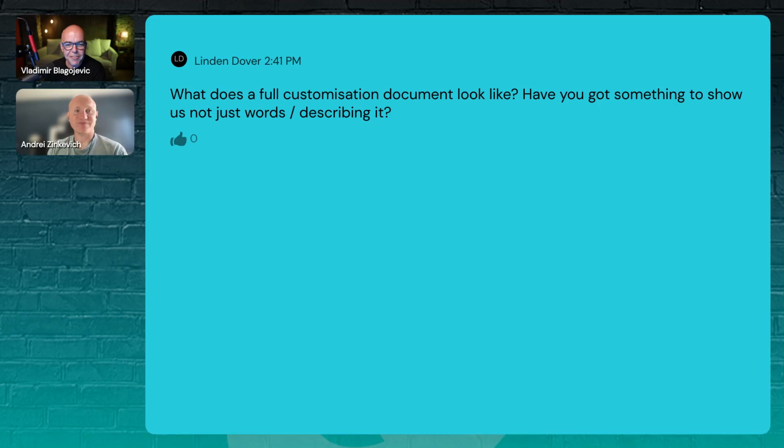Let's pick up. I wanted to share this question because it's very much related to what you have just shared. Lyndon asked, what does a full customization document look like? Have we got something to show us, not just describing it? I think what Andres shared was not yet completely customized. That was customized to a prospect where we might not have enough information. There is an example that I can share with you.